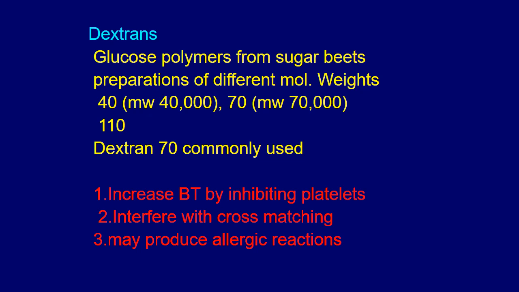Right, so dextrans are also examples for synthetic colloid solutions. Here you have glucose polymers from sugar beets, and there are different preparations of different molecular weights. So there you have dextran 40, you have dextran 70, then you have dextran 110. Dextran 70 is what is most commonly used out of dextrans. And so, what are problems associated with the dextran? They can increase bleeding time by inhibiting platelets, they can interfere with cross matching, and they may produce allergic reactions.